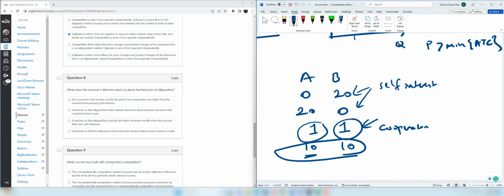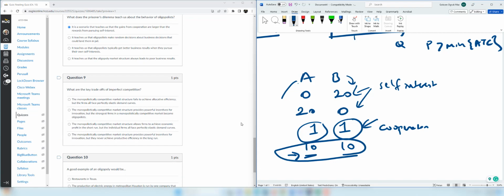They are going to implicate their partner. A implicates B, B implicates A, and they are going to get 10 years each. So in a prisoner's dilemma, given this scenario, we understand that it teaches us that gains from cooperation are larger than the rewards from pursuing self-interest. If A pursues self-interest and B pursues self-interest, by implicating their partner, they end up with this outcome. Question 9. What are the key trade-offs of imperfect competition?